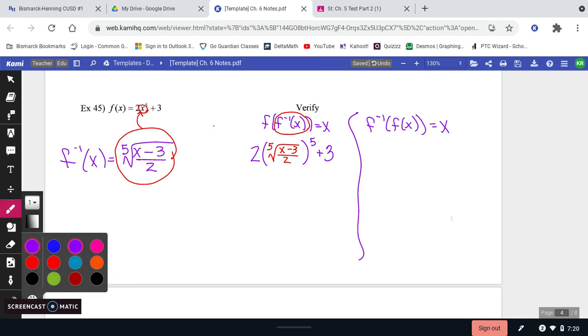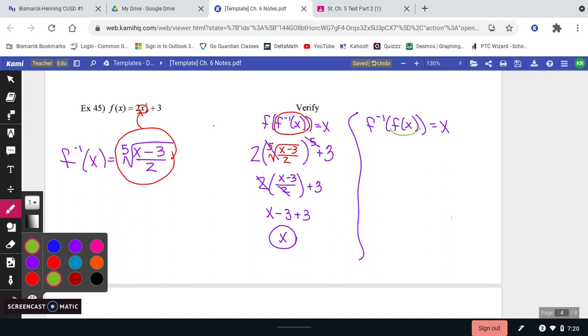So first thing, exponent. So this exponent of 5 cancels out that root, the fifth root. So we end up with 2 times x minus 3 divided by 2 plus 3. Next step, my 2's are going to reduce, x minus 3 plus 3, and then simplifies to x.